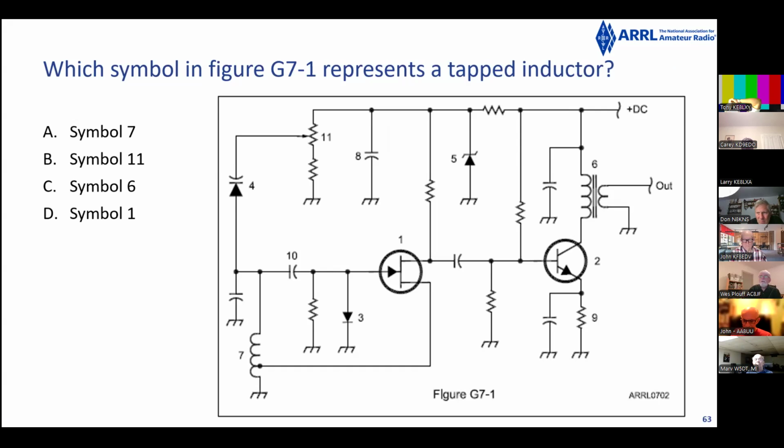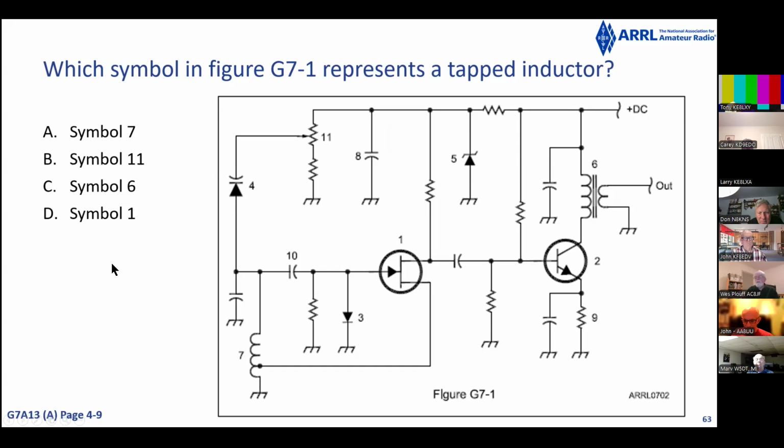Which symbol represents a tapped inductor? In other words, an inductor where one of the leads is partway up the inductor. Is it symbol 7, 11, 6, or 1? 7. Yeah, it's 7. Where is 7? Oh, lower left there, the lower left corner. Okay. Now, yeah, so it's A, symbol 7.